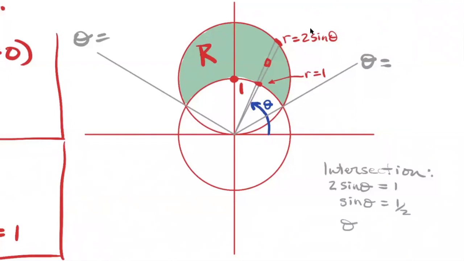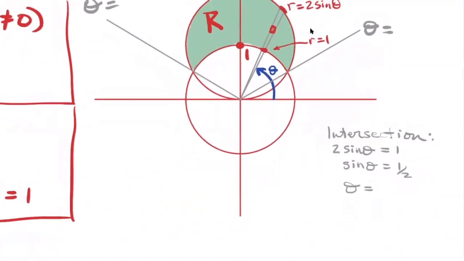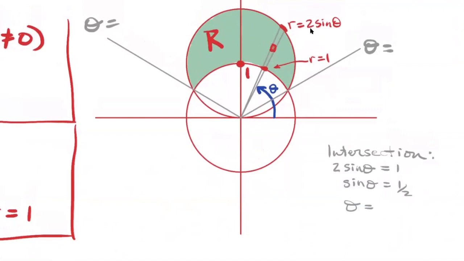So theta, come on, save me, you guys. What's theta? Yeah, pi over 6. Kind of looked like it. And what's the other one? Yep, 5 pi over 6. Way to go.